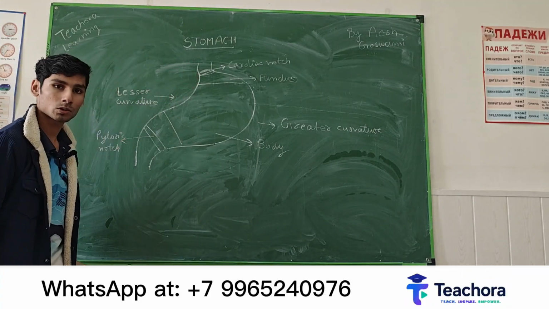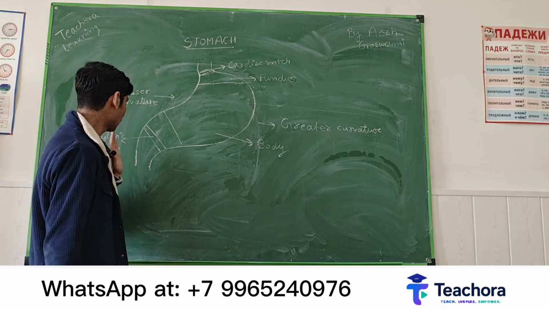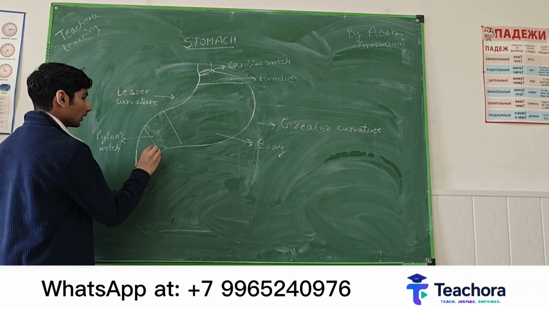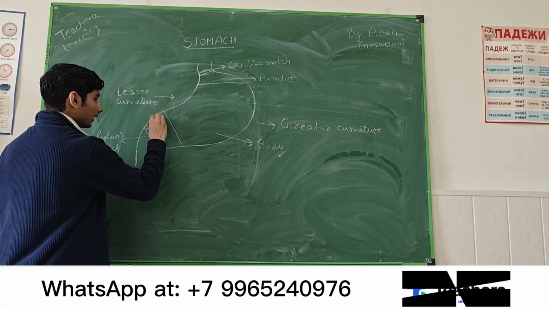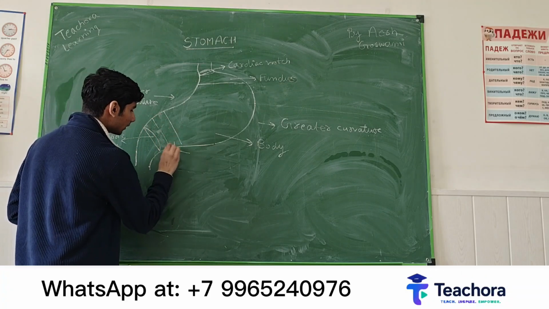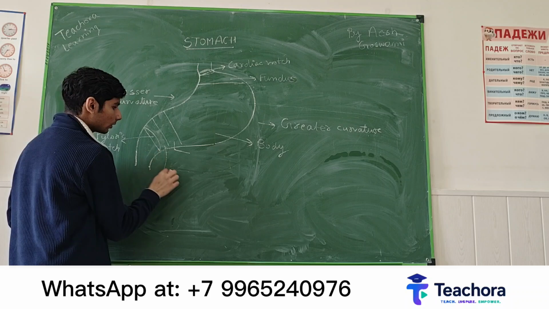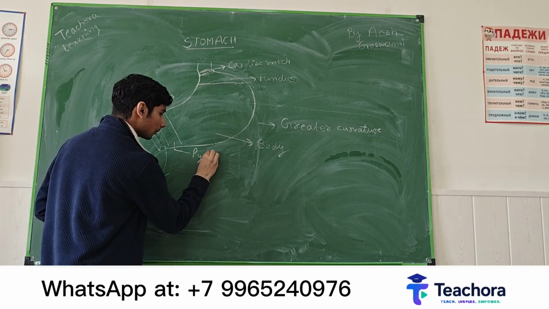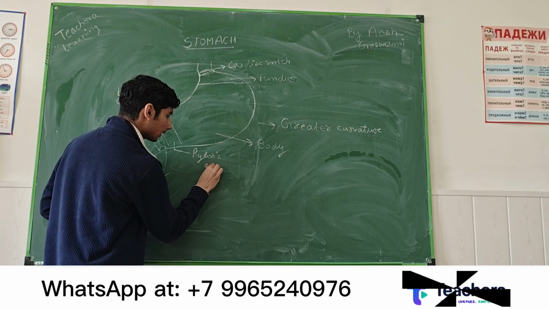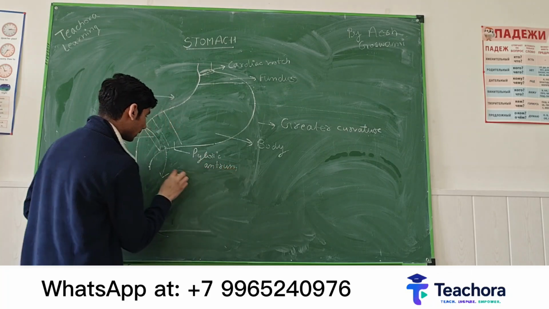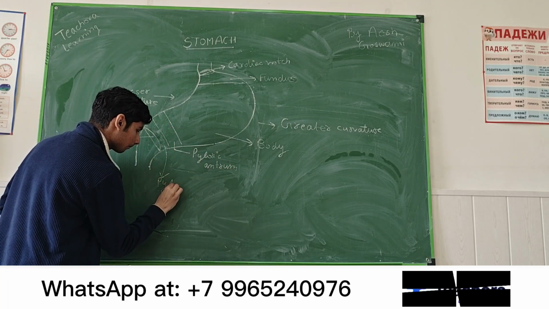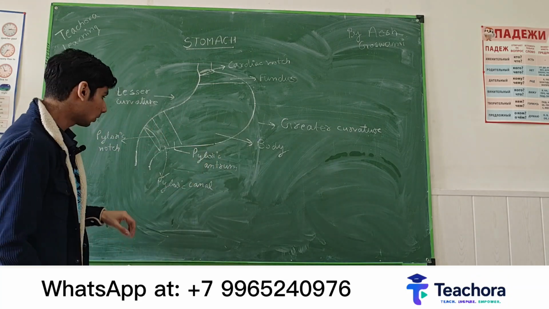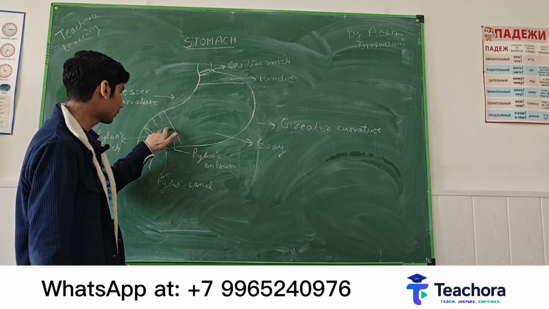And in the pyloric part there are also some parts. This is the pyloric part, and if I divide it, you will see this part and this part. There will be the pyloric antrum, and here the pyloric canal. So in the pyloric part there will be two parts, pyloric antrum and pyloric canal.